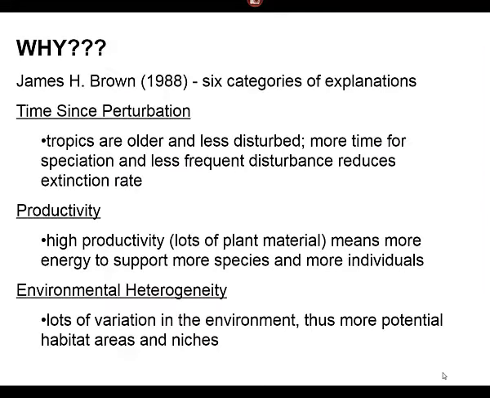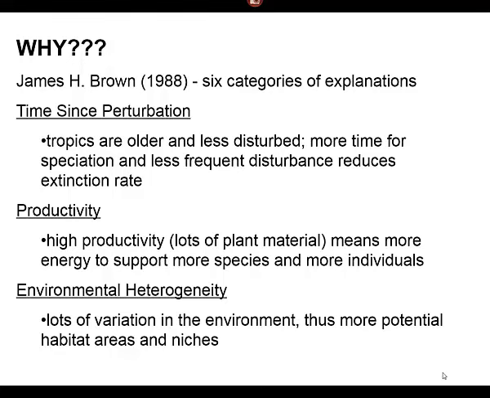So in the late 80s, heading into the early 90s, James Brown, and yes, he got teased for his name all the time, put forth this big paper proposing 6 categories of explanations for why you have this concentration of species richness and diversity in equatorial regions. First, time since perturbation. The tropics are older and less disturbed. More time for speciation, and less frequent disturbance reduces extinction rate. This is natural disturbance, not anthropogenic disturbance.